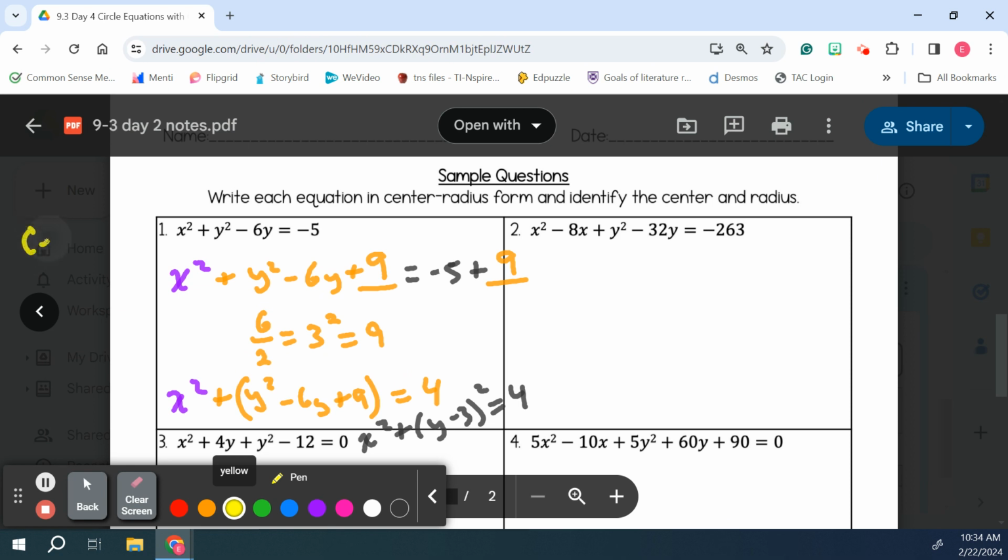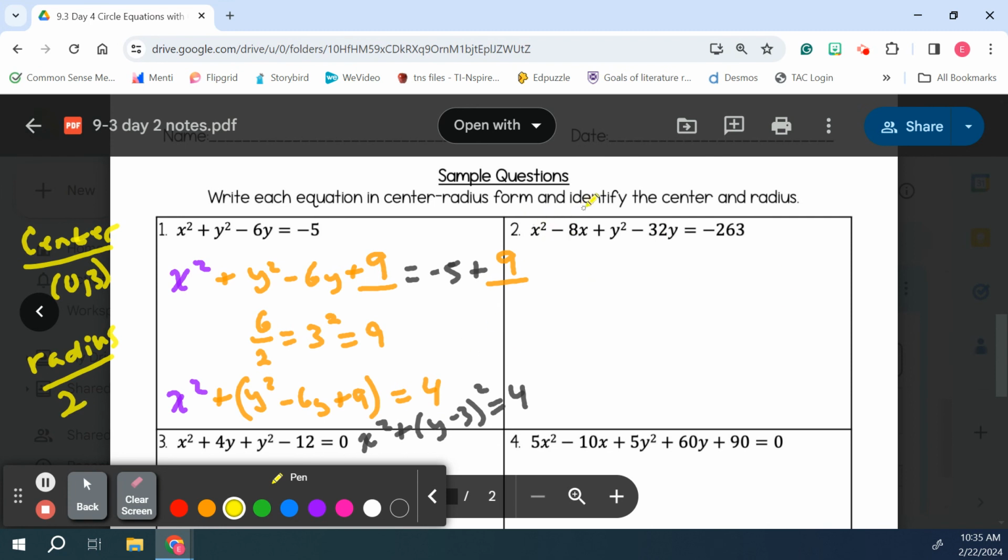So our center, in this case, ends up being 0, 3. And our radius is 2. Square root of 4 is 2. Questions on that? All right, let's try the next one.